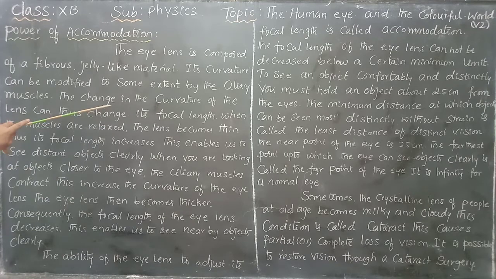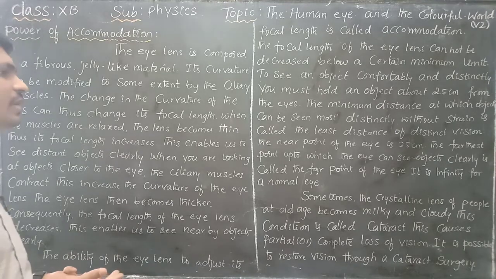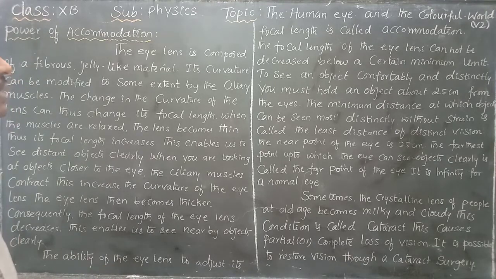The change in the curvature of the lens can thus change its focal length. You can change the radius of curvature of the lens, and so you can change the focal length. Smaller the radius of curvature, smaller the focal length. Greater the radius of curvature, greater the focal length. Both are related to each other.